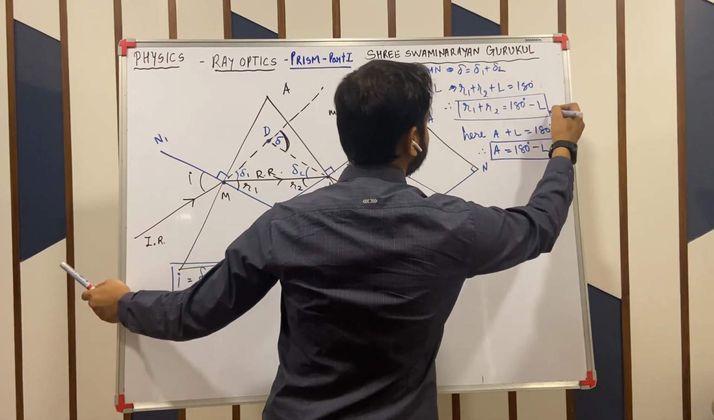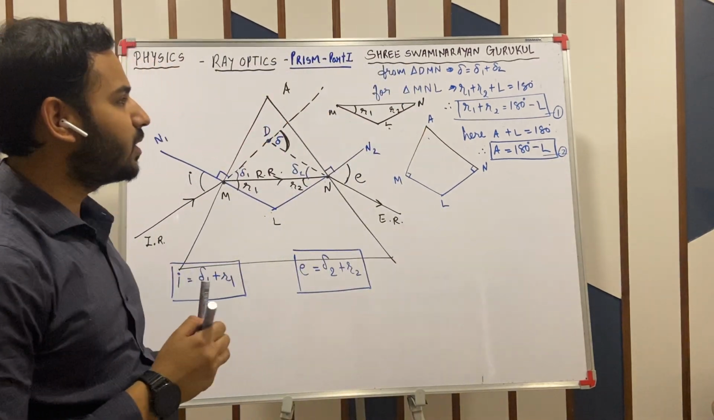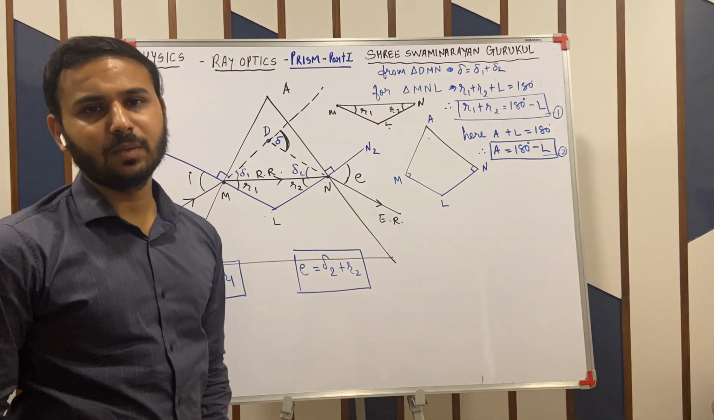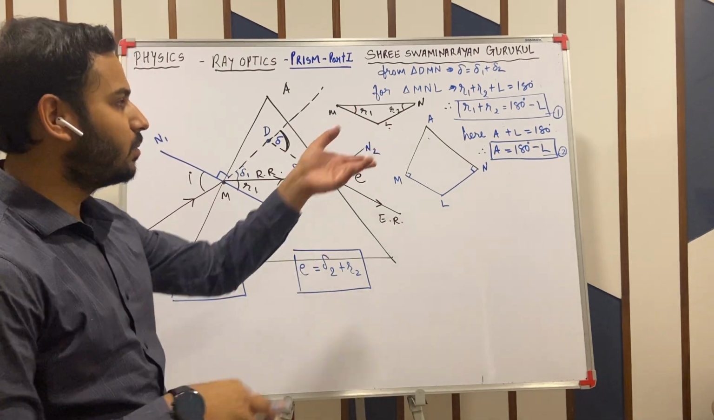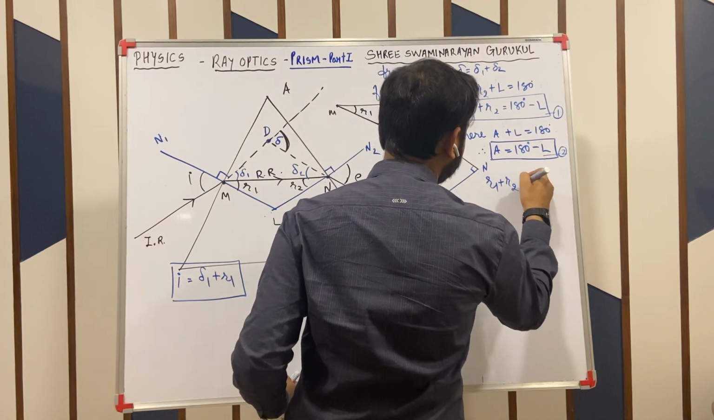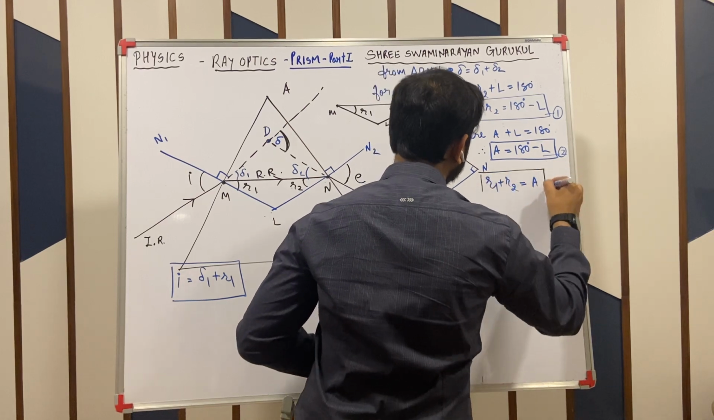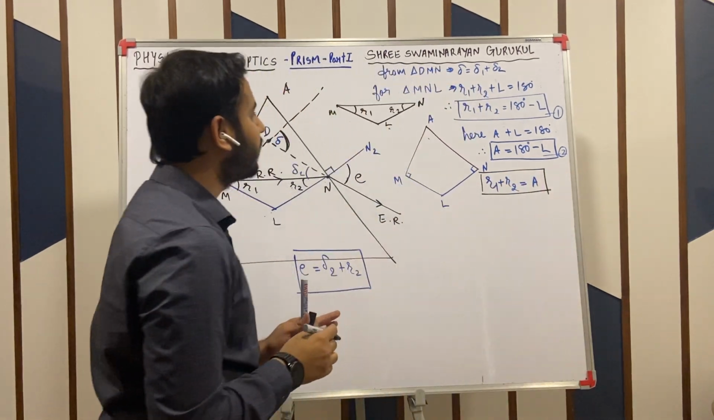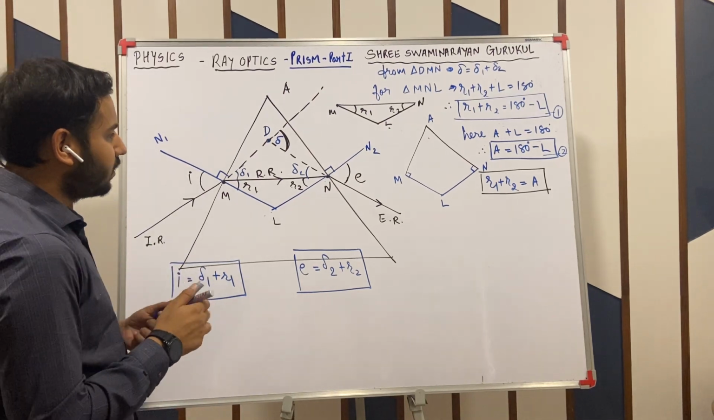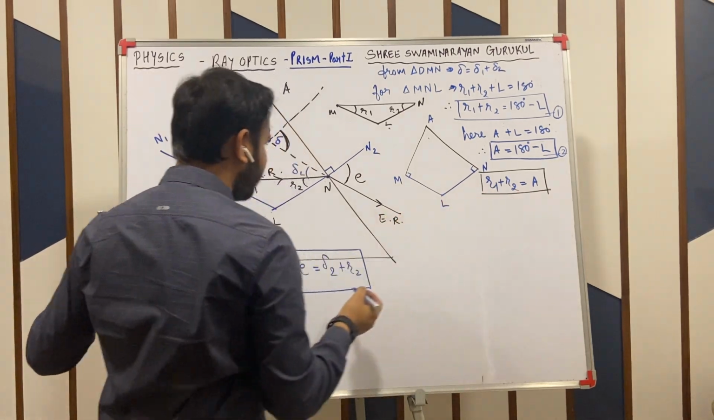R1 plus R2 is equal to 180 minus L is equation 1, and A is equal to 180 minus L is equation 2. From both equations we can clearly see that R1 plus R2 is A. Now we are deriving the relation between I, E, A and delta. Here, R1 plus R2 is A.